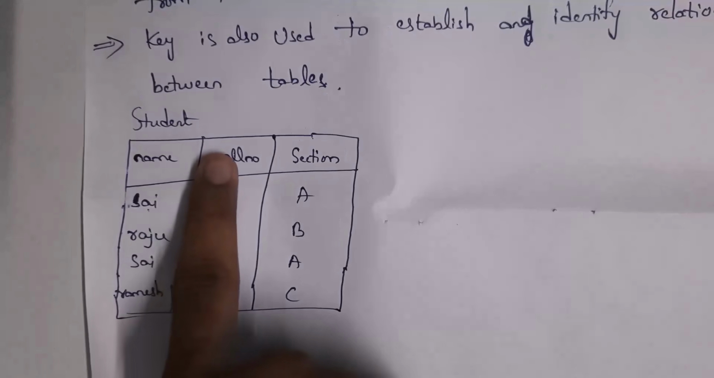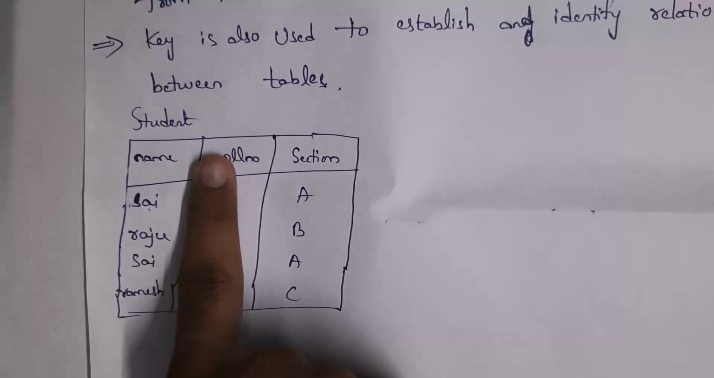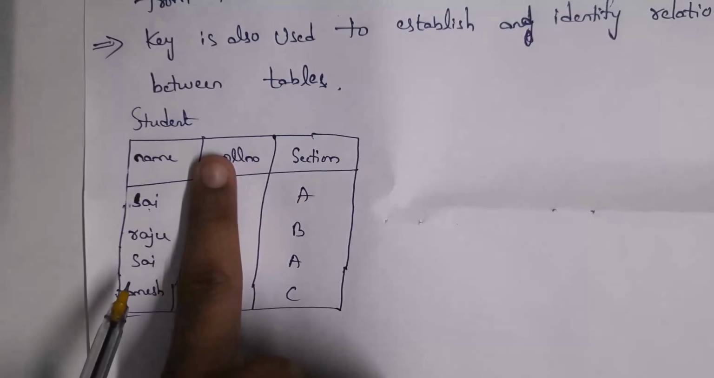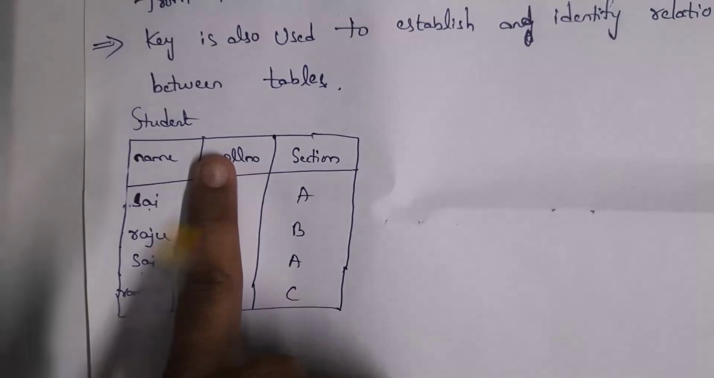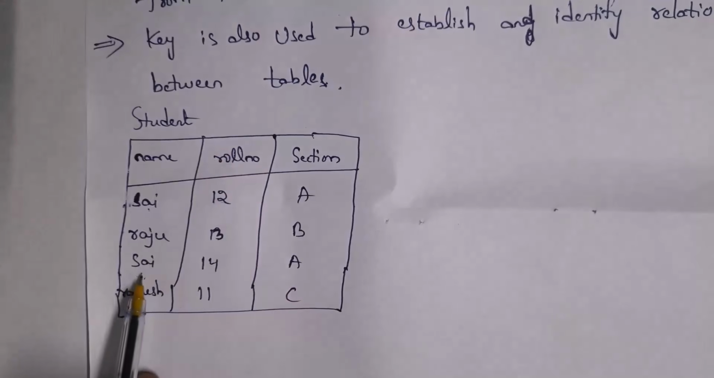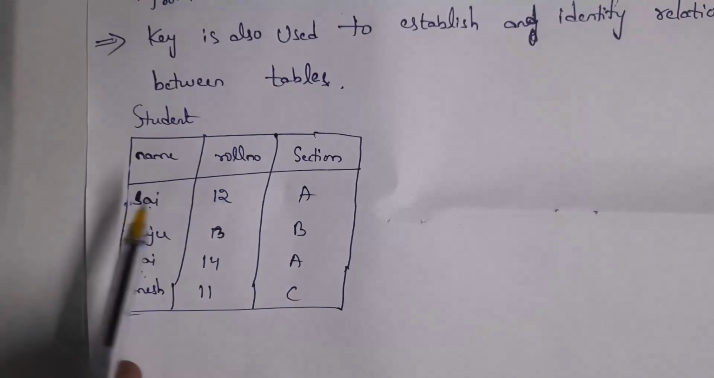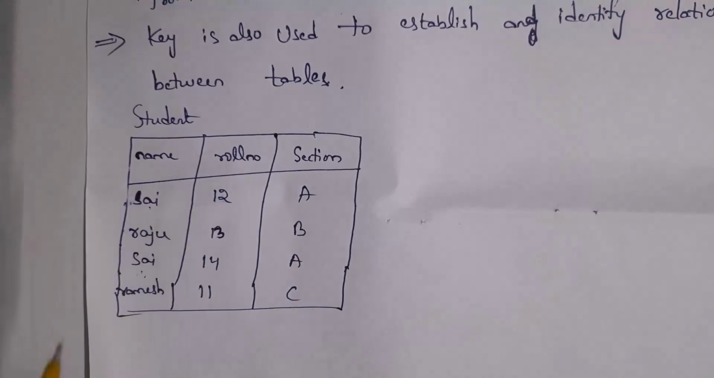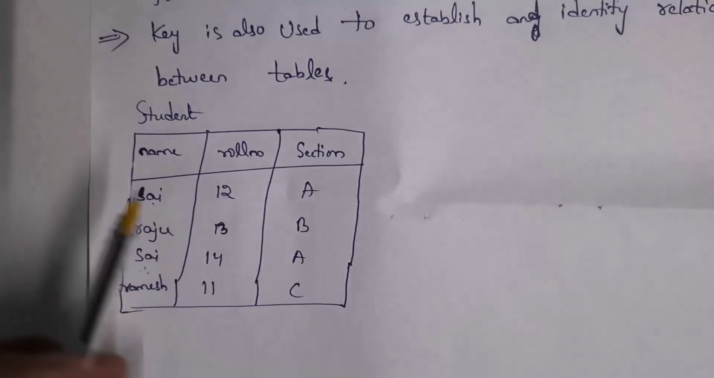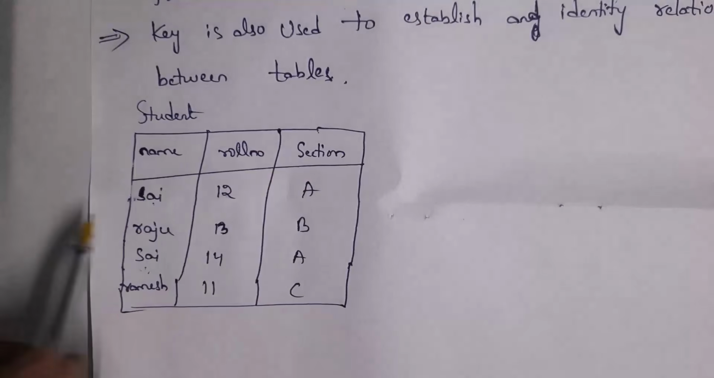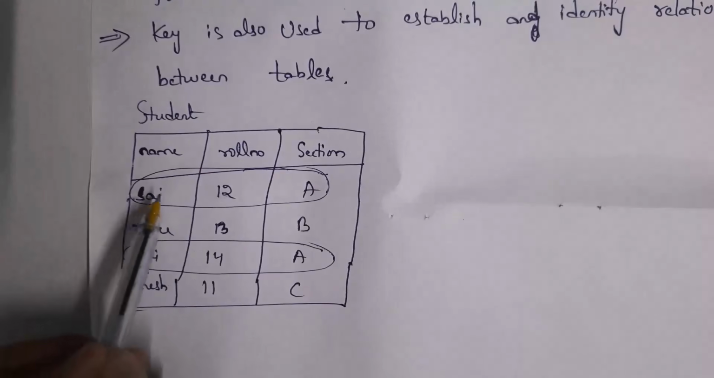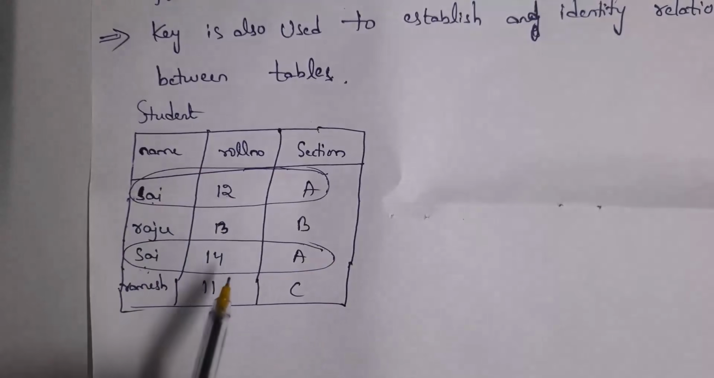For example, don't consider this roll number column. Now here there is name Sai section A and here also there is name Sai and section A. We can't identify the records. So these two records are the same. Now if you consider the roll number column, here there is name Sai roll number 12 and section A, and here there is name Sai roll number 14 and section A. Now these two records belong to different persons. Guys, records are nothing but rows. One person is Sai roll number 12 and another person is Sai roll number 14.